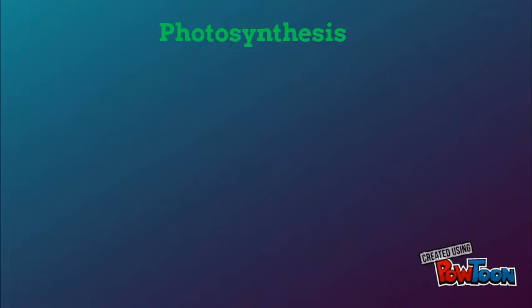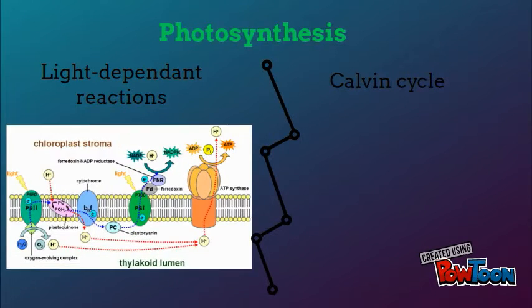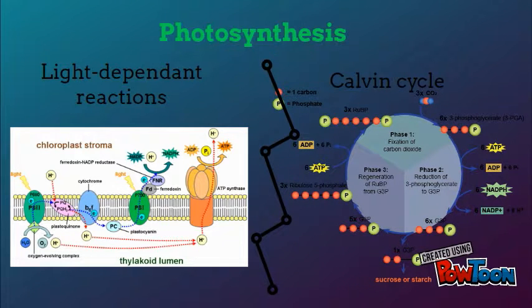Photosynthesis is a process divided into two parts, the light-dependent reactions and the Calvin cycle. In the light-dependent reactions, oxygen is produced as a waste and molecules such as ATP and NADPH are prepared in the thylakoid membrane for the next step.